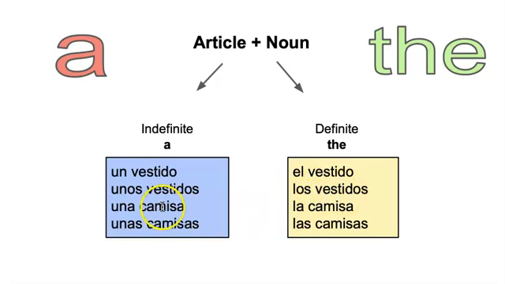So again, if you want to say a dress, un vestido, the dress, el vestido. And for camisa, a shirt, una camisa, and the shirt would be la camisa. And again, if it's plural, you would add an S.